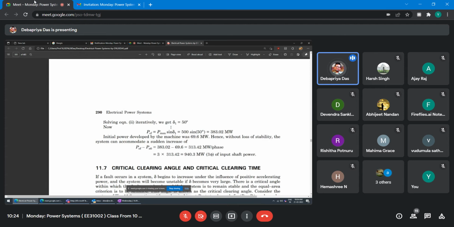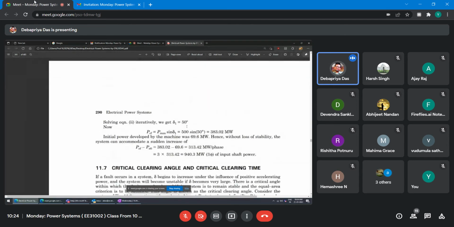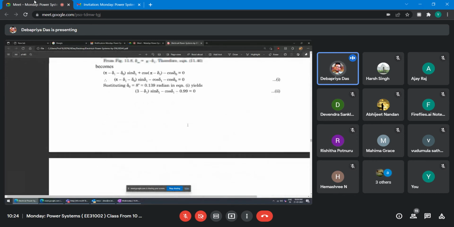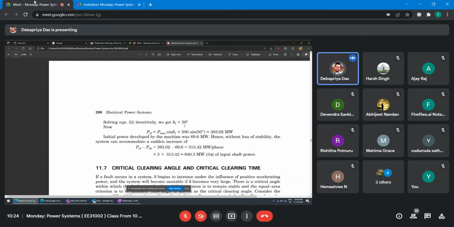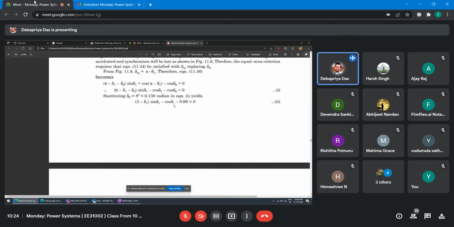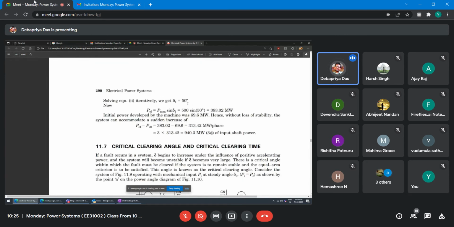So whatever we have got, iteratively, delta 1 is equal to 50 degrees, right? You make it in radian, put everything in radian, and after that you change it to degrees. When I was writing this, I asked one of my students to get this using the Newton Raphson method perhaps, right? So iteratively it is 50 degrees. So if delta 1 is 50 degrees, then P effective, that is the maximum one, is 500 sine 50 degrees, so 383.02 megawatt. Right, the initial power developed by the machine was 69.6 megawatt.